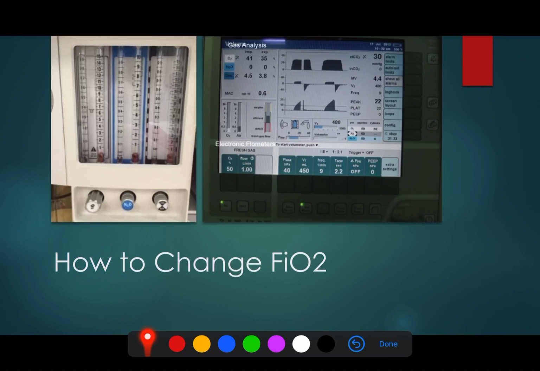So at these low flows, you need to be very careful about what you're setting here. And you might be setting a setting here of oxygen of 100%, but actually only getting an inspired oxygen concentration of, say, 50 or 60%. So always look at the gas analyzer. Do not worry about what this is. You change this up and down to get what you want here, the inspired oxygen amount.